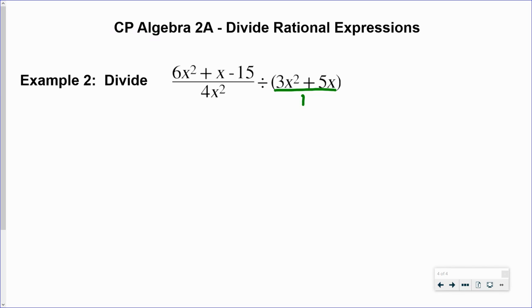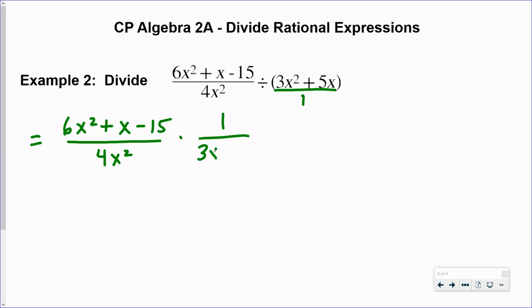Because in a second, I'm going to be taking the reciprocal of 3x squared plus 5x, and by placing it over 1, it's just going to make that process a little bit easier. So remember, to divide rational expressions, we're going to multiply the first expression, which in this case is 6x squared plus x minus 15 over 4x squared. We're going to multiply by the reciprocal of the second expression, so in this case 1 over 3x squared plus 5x.